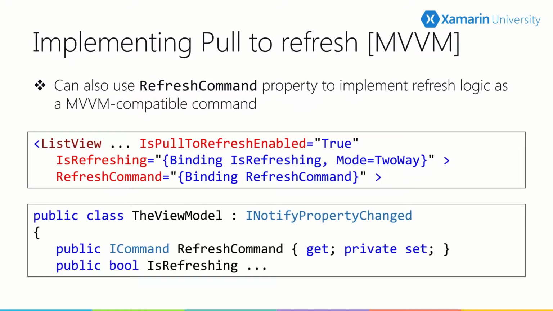If you're a fan of the MVVM design pattern, you can also use an alternative property to be notified if a refresh gesture has been detected. The ListView supports commanding. There's the refresh command property that you can data bind to a command in your view model. It will respect the canExecute method. That means the refresh will only be allowed if that returns true. You can also data bind the isRefreshing attribute and set it to false to turn off the refresh logic. And this supports two-way bindings, so it will work both ways.